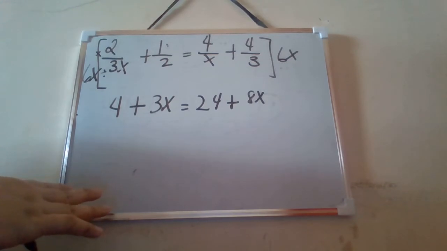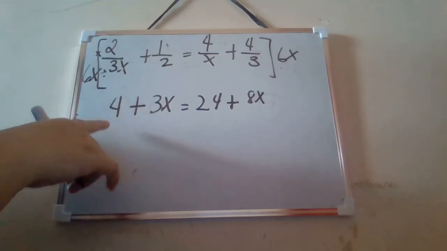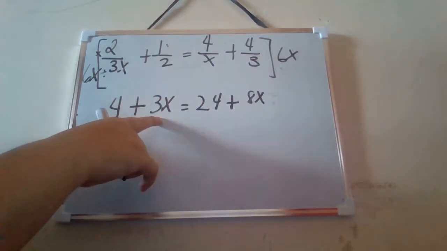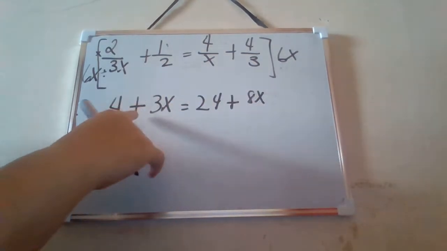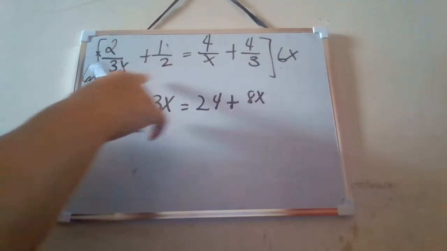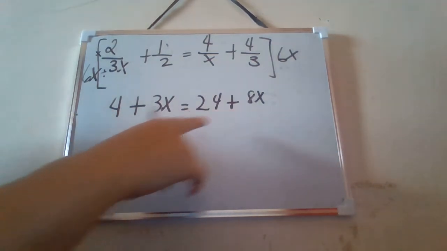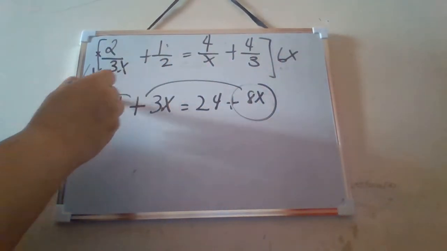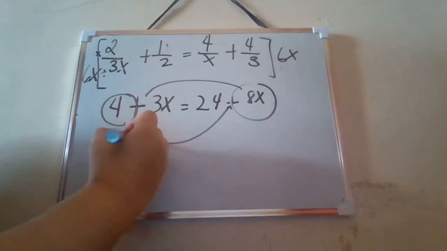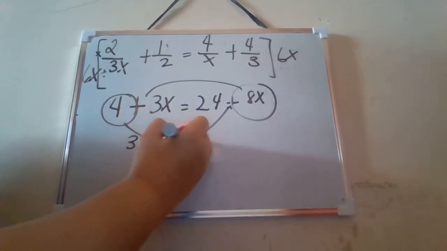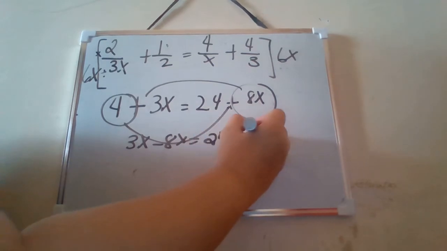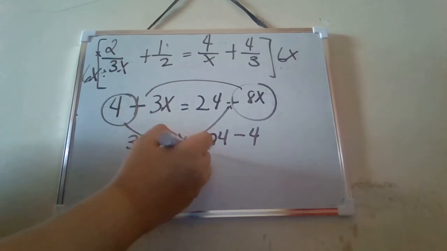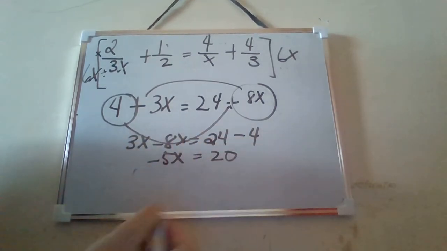Now, what we're going to do is, we're going to group them into the same terms. So 3x and 8x, they have the same terms, so let's group them here. We will transpose the 8x to the left side and then the 4 to the right side. Okay. So, here, since it's a positive, it becomes negative, positive, negative. So 3x minus 8x equals 24 minus 4. So this becomes negative 5x, okay? And then this becomes 20.